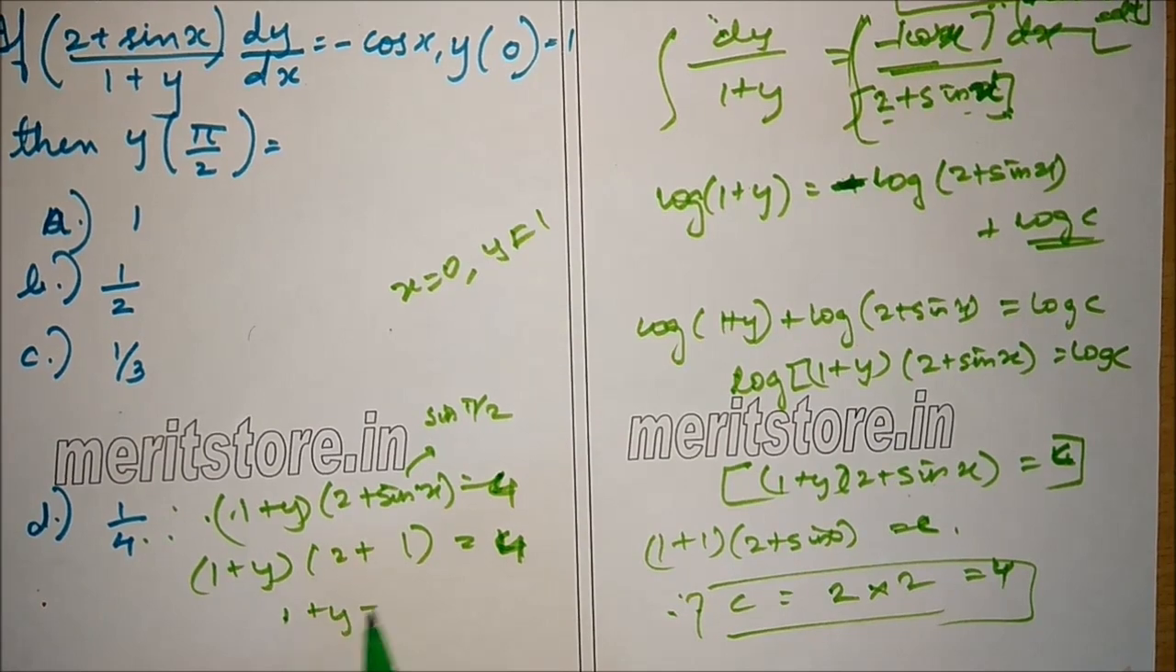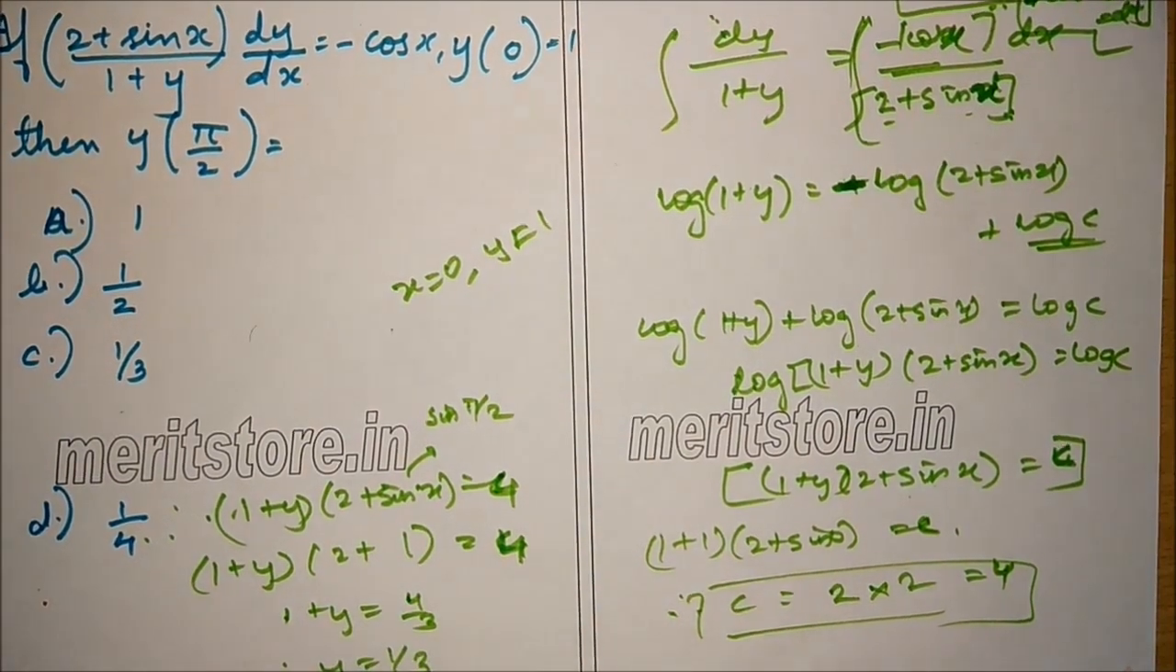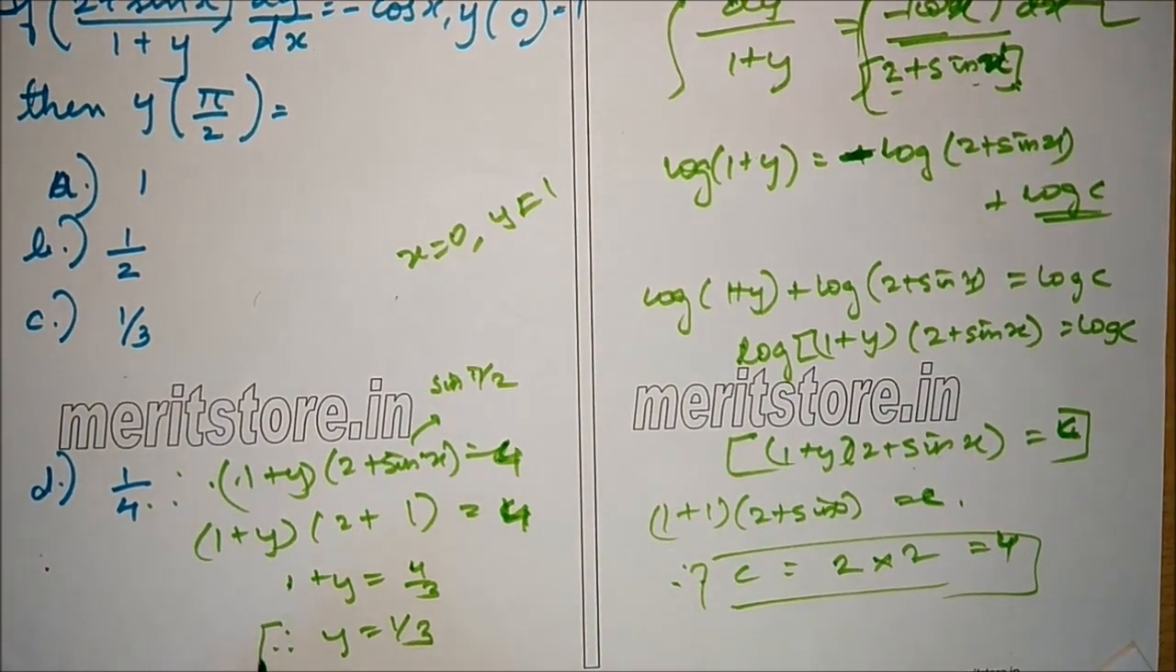So 1 plus y will be 4 by 3. So therefore y will be 1 by 3. Y will be 1 by 3. So the answer is C, 1 by 3.